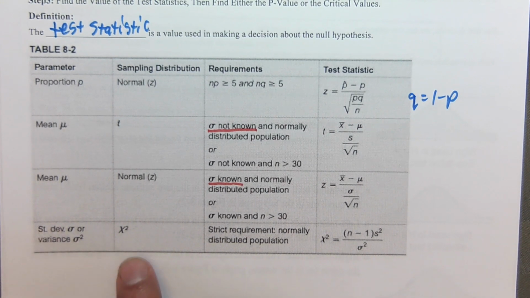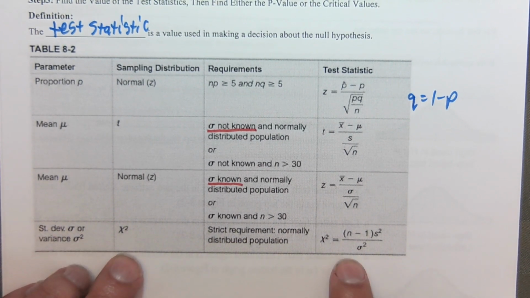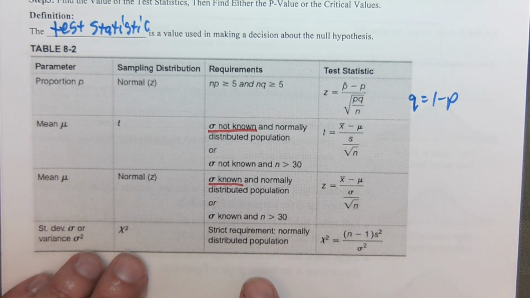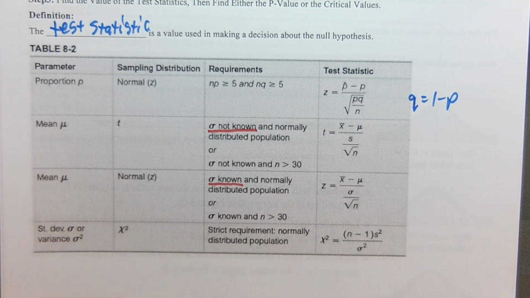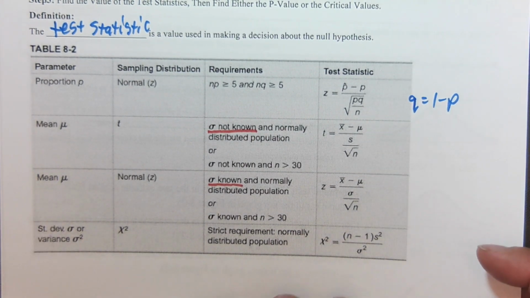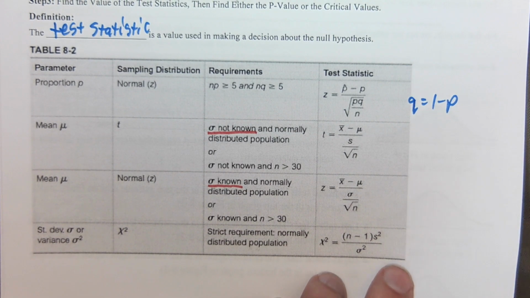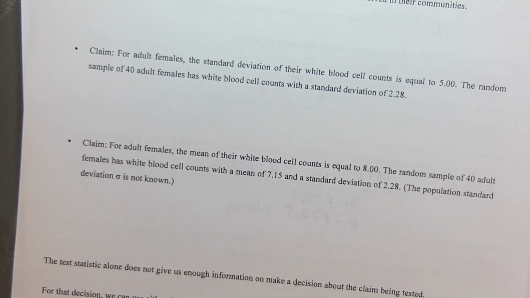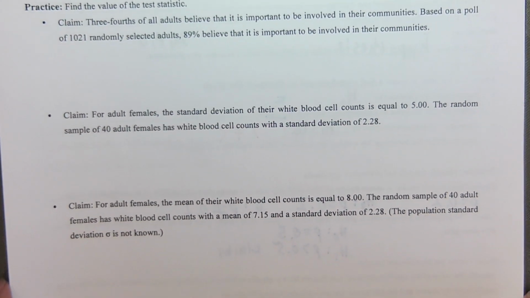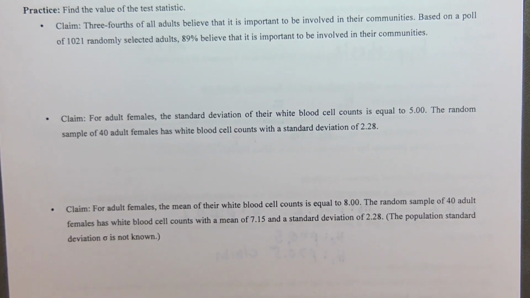The fourth test statistic is the chi-squared. That's when we're doing standard deviation. And you can see the formula right there. For sure to use this one, a requirement is that the original data has to be normally distributed. So exciting. All right, so next part. So we're going to practice finding the test statistic.